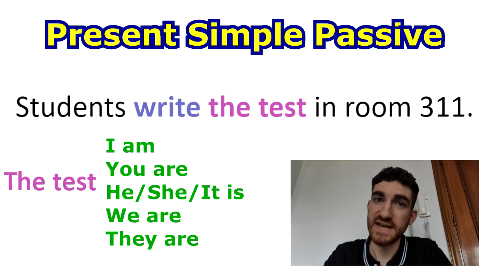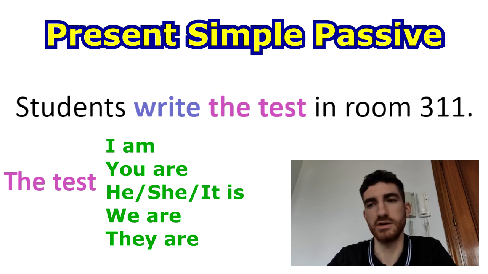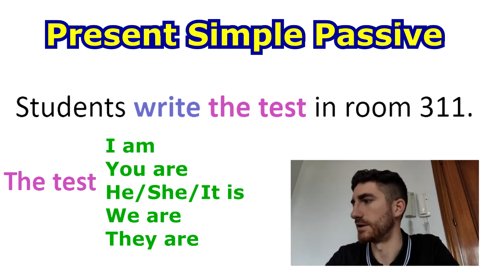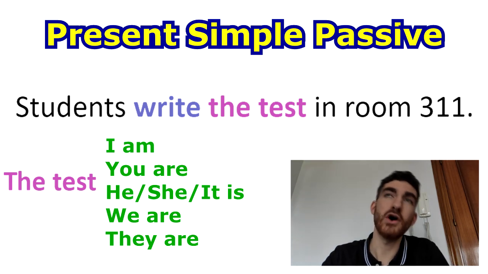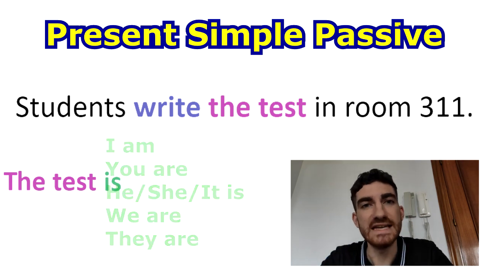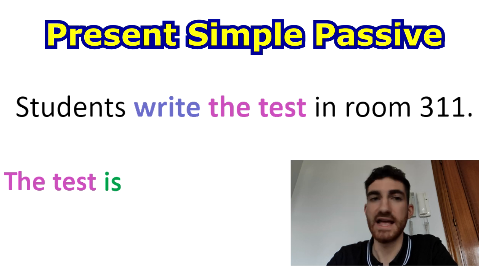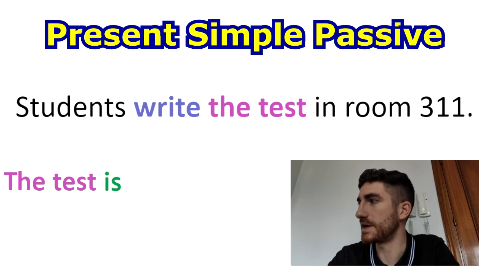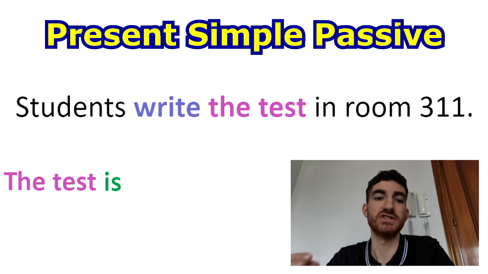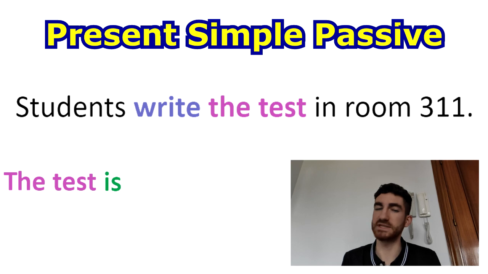So do you remember it now? Is, isn't, are, aren't. Okay, or I'm not for first person singular. In this case, the test is or the test are. It's singular, so we use is. Fantastic. The test is. Now we need the past participle of the main verb. The main verb here is write. So the past participle of write is in the irregular verbs list.